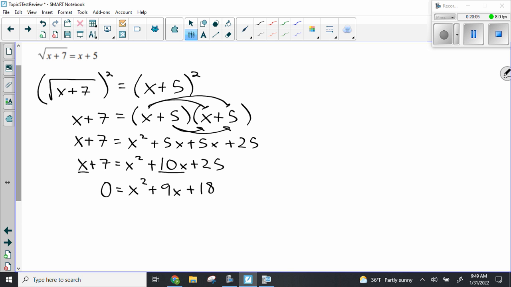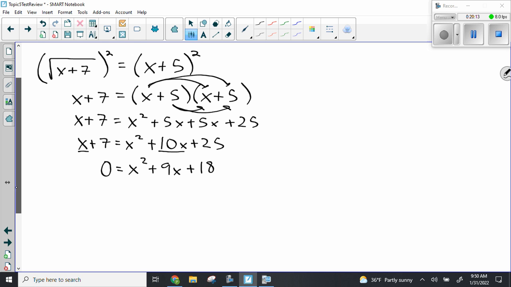The next thing I do is just cross my fingers and pray to God that this thing is factorable, because I would much rather factor than use the quadratic formula. So if it is factorable, then there must be two numbers such that when I multiply them, I get 18, and when I add them, I get 9.